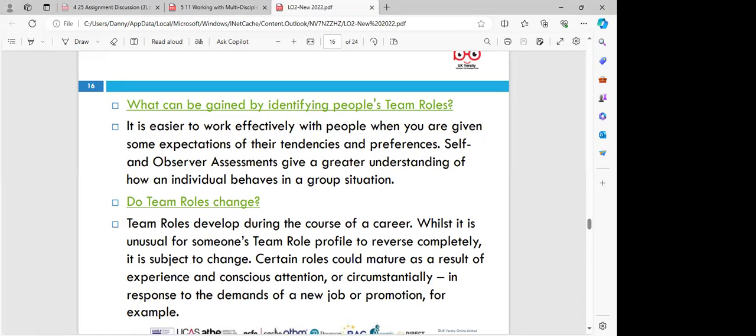So those are things that you have to take notice of when you have to identify people's team roles. It makes the work easier and effective, and it gives greater understanding of how an individual behaves in a group session. So when you assign them, then you can know their strengths, you can know where they can perform properly and where they cannot perform properly.